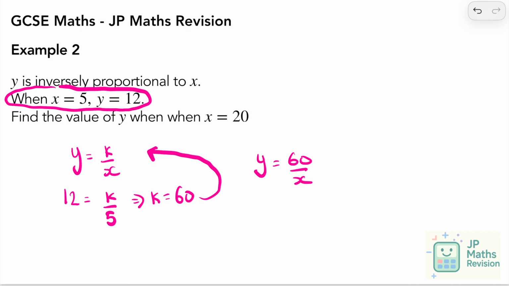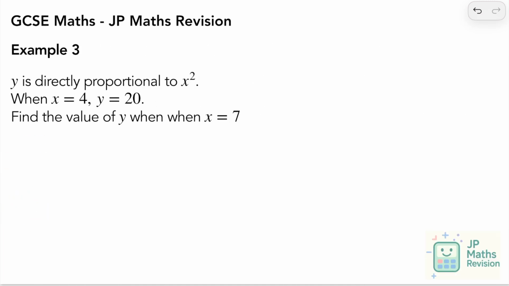So what we need to do, because the question says find the value of y when x is 20, is substitute x equals 20 into here. So we end up with y equals 60 over 20, and 60 divided by 20 is going to be 3. So the answer to this question is 3.